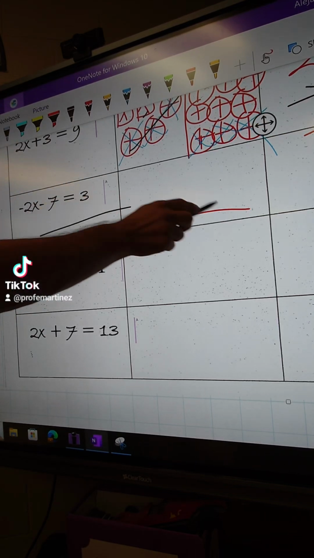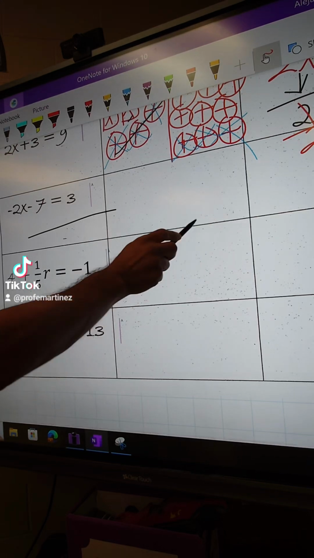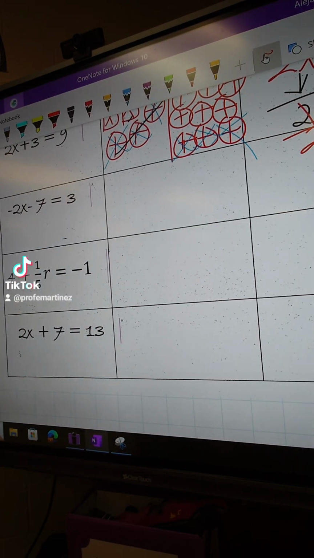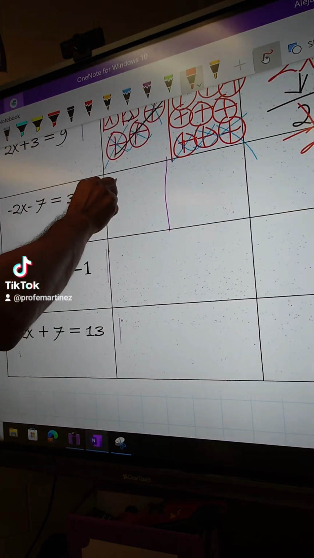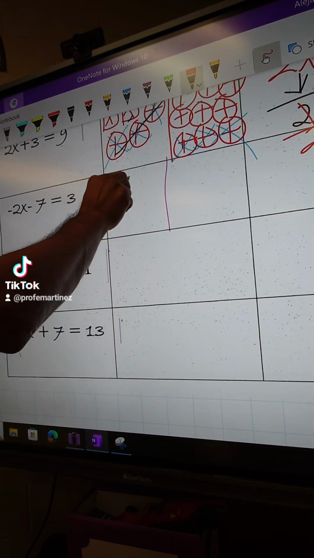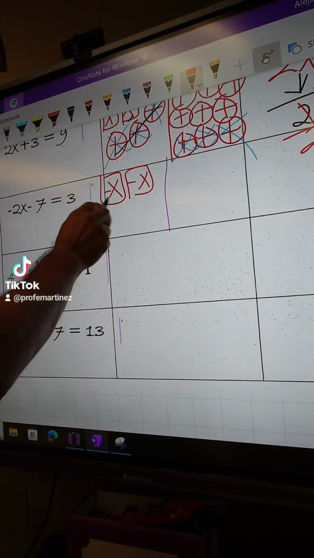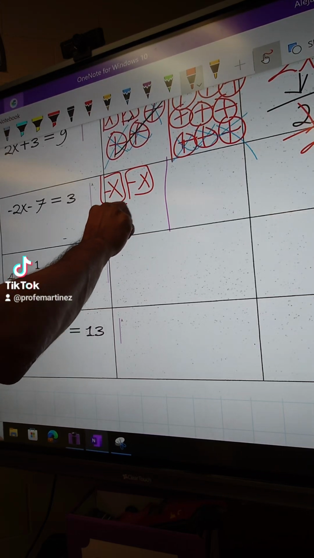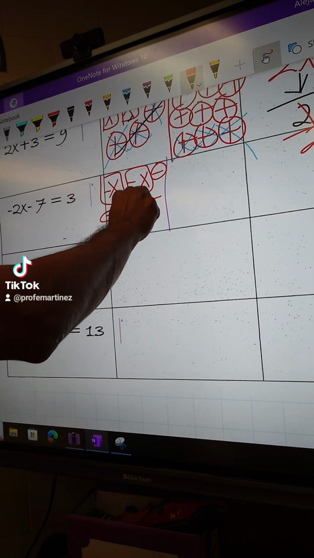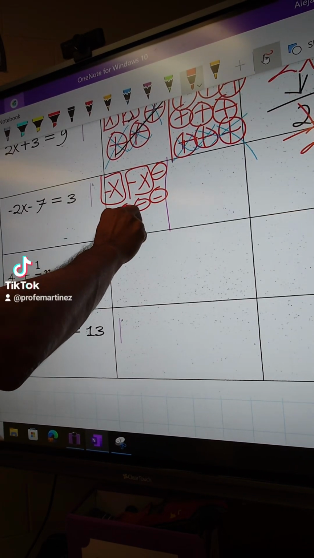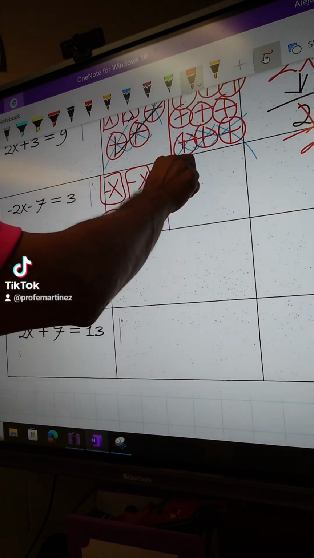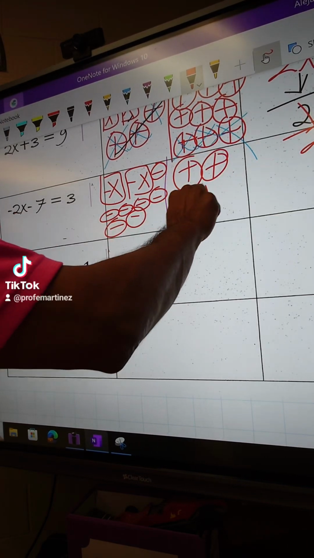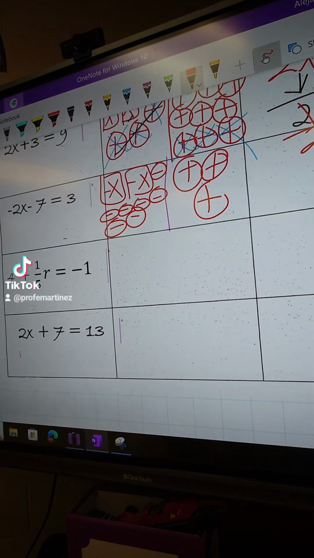Okay. So we're gonna model the equation first. Negative 2x minus 7 equals 3. So we're gonna first put a line, and we're gonna put two negative x's and seven negatives. 1, 2, 3, 4, 5, 6, 7. Okay, and then three positives on the other side. 1, 2, 3. Okay, three positives.